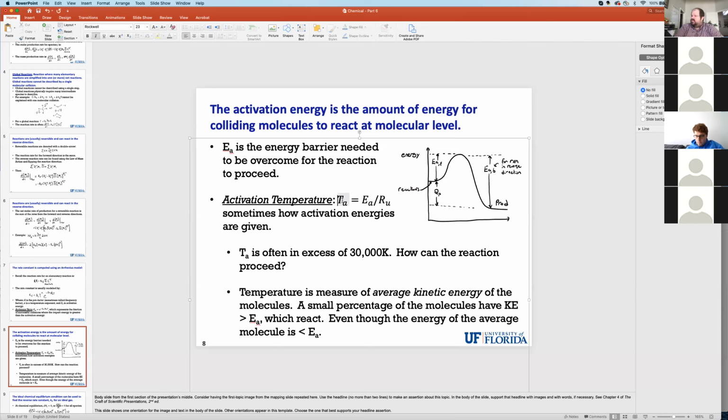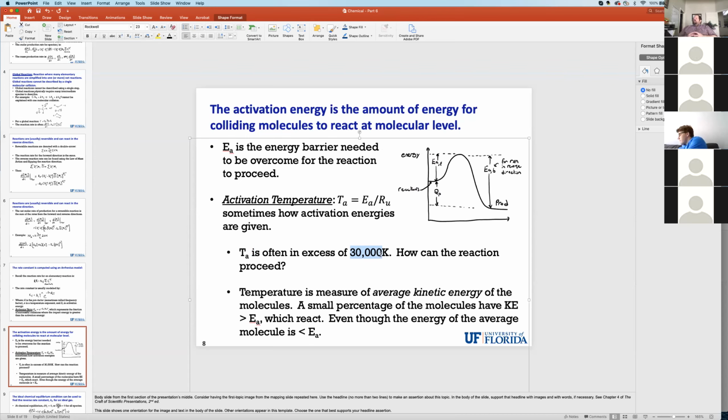Also in the literature, you'll commonly see the activation temperature, and that's just the activation energy divided by the universal gas constant. You'll sometimes see activation temperatures given instead of activation energies. Now one thing you need to consider is that you will look at these and you'll see activation temperatures of say 15,000 Kelvin, 20,000 Kelvin, 30,000 Kelvin. And you may be thinking, wait a minute. If I convert the energy of the collision into temperature, I'm getting 30,000 Kelvin, but my flame is at 2,000 Kelvin and it's definitely reacting. How in the hell is that flame reacting?